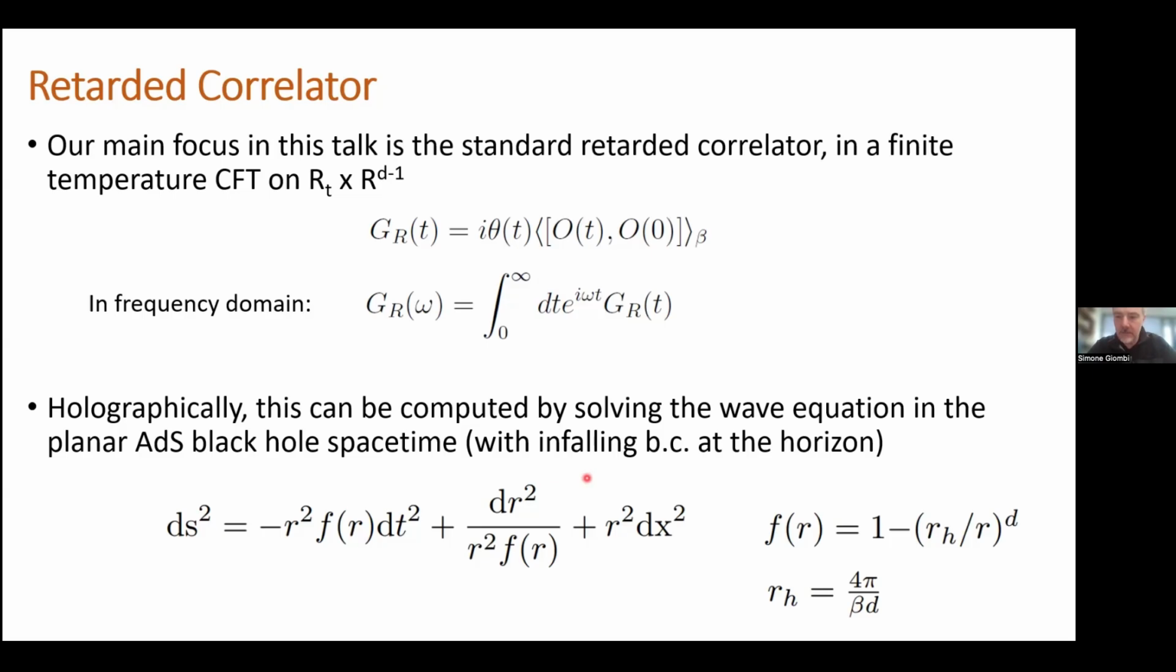The way you compute this kind of quantity holographically is that you solve the wave equation in some planar AdS black hole space-time. If you're interested in the finite temperature theory on flat R^(d-1), you take this planar black hole where f(r) is this familiar function, where r_H is the position of the horizon and it's related to the temperature in that way. To find the retarded correlator, the standard procedure is to solve the wave equation with the infalling boundary condition at the horizon, and then take the ratio of the normalizable and non-normalizable modes, as I'll review in more detail later.